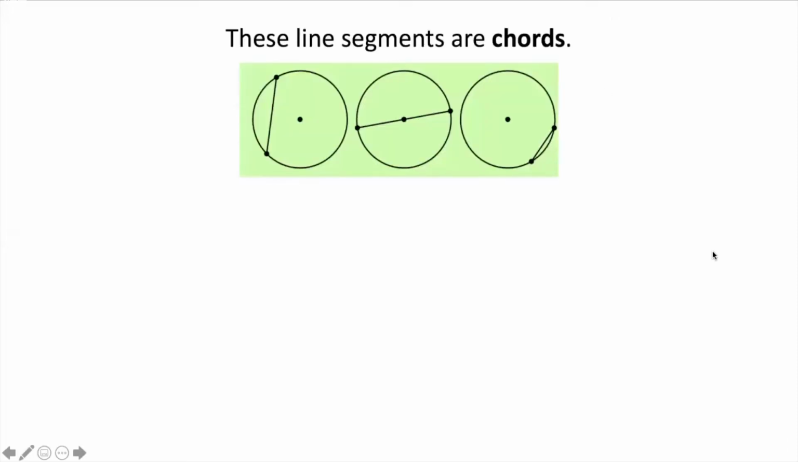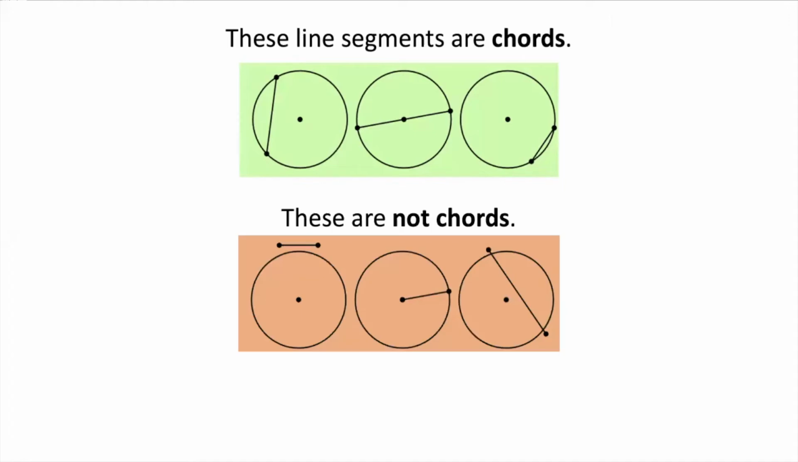We're now going to define another word, and that word is chord. So here are some examples of line segments that are chords. And these are not chords. And so looking at these examples and non-examples, write your own definition of a chord.